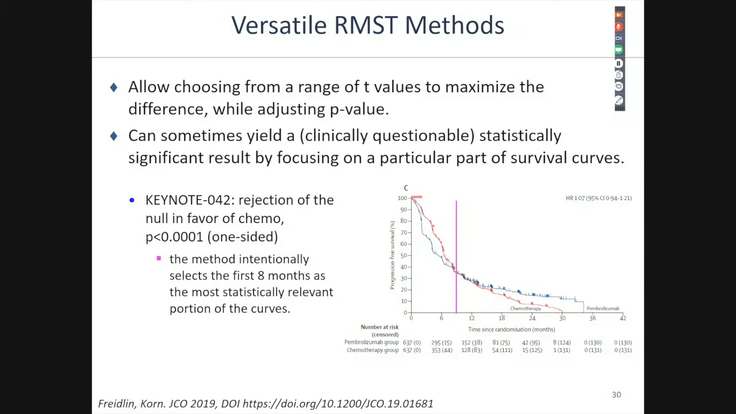So again, RMST might be an interesting approach which allows to quantify the treatment effect and test it, but one has to be careful regarding the choice of t. The result of the versatile RMST method might need to be treated with care, and you should always look at how the survival curves look and where the milestone selected by the method is.